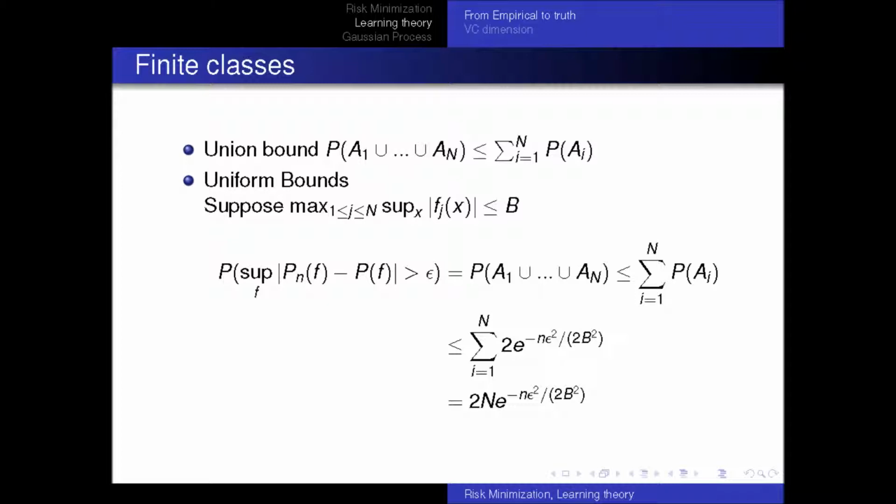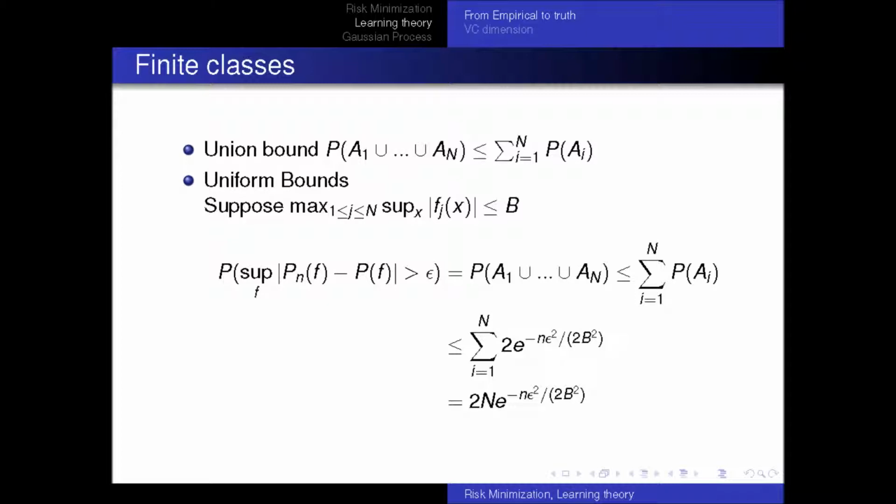So this part, if you notice, is exponentially decreasing. And this part, 2n, is just a constant. It's going to be finite. So we can guarantee that the whole thing, if we multiply them together, is still going to be very small. Okay. So now we have a nice upper bound if the class is finite.